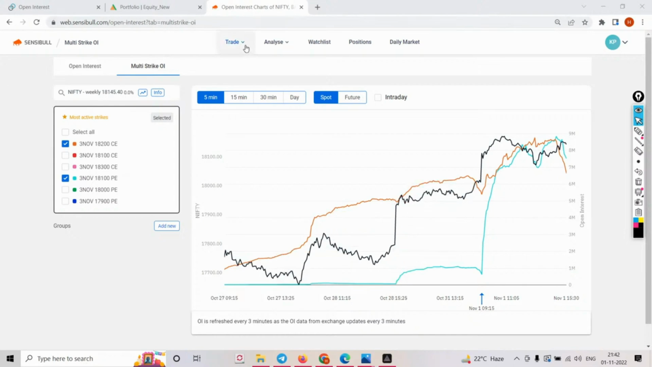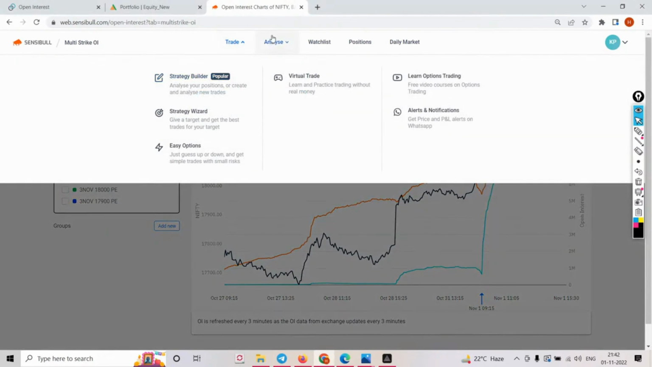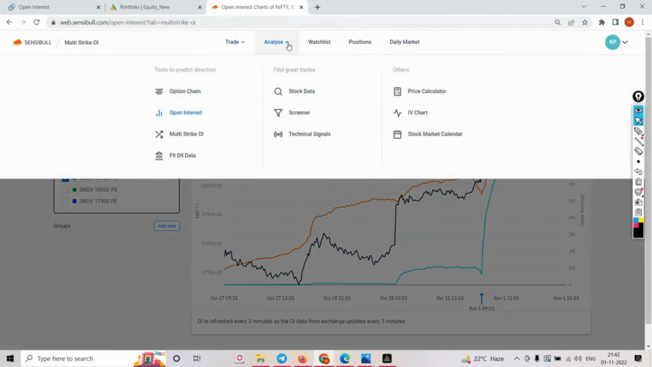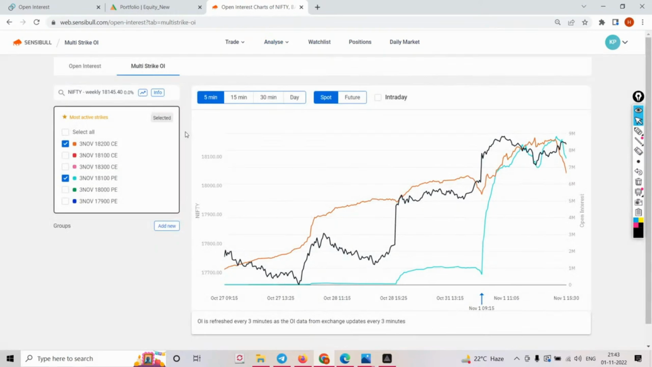Okay, see how to go to multi-strike OI. Simple, you have to go to Sensible. Click on this Analyze and you have something called multi-strike OI. So you just have to click on this multi-strike OI. This is going to be very tricky.